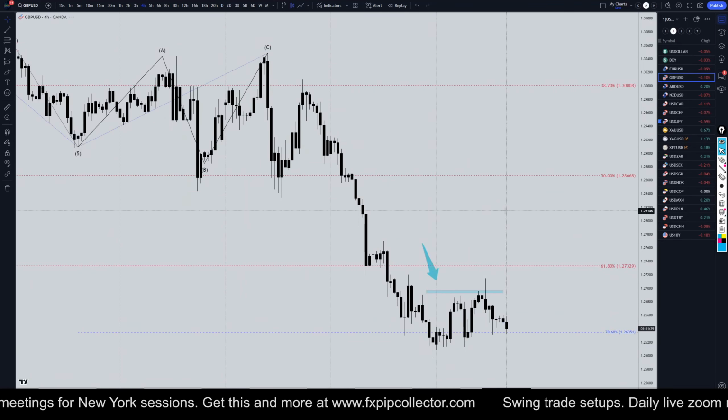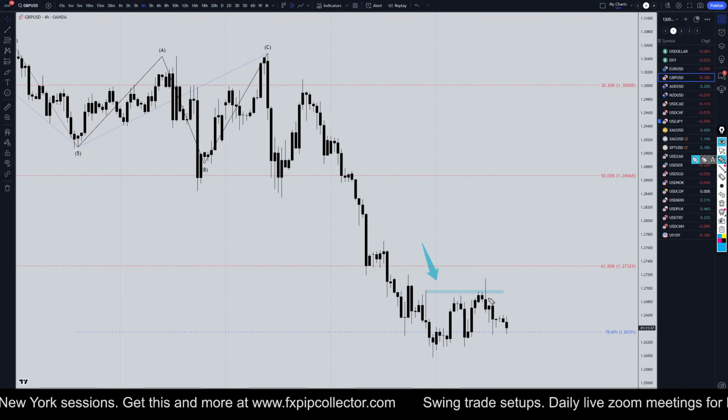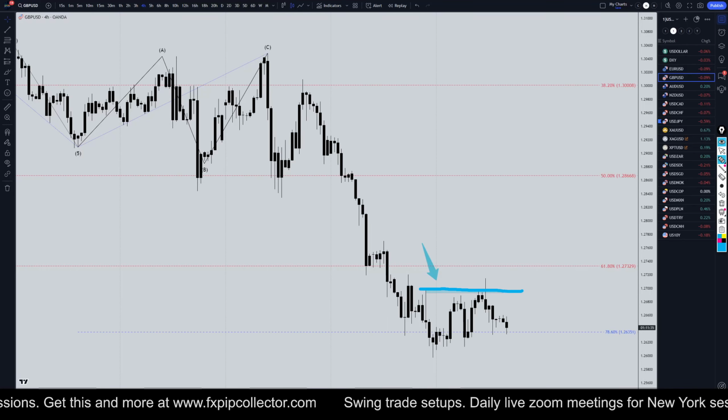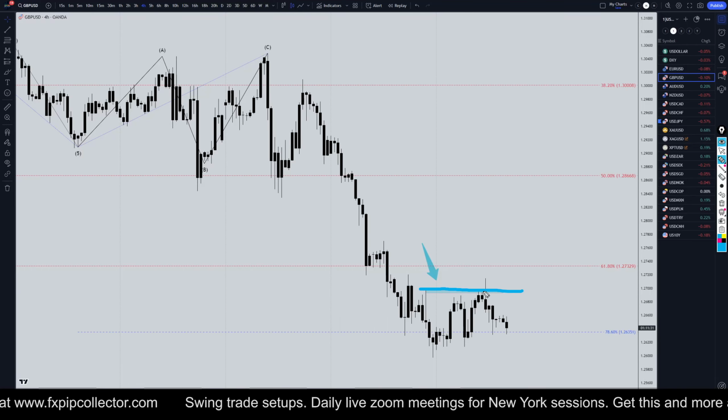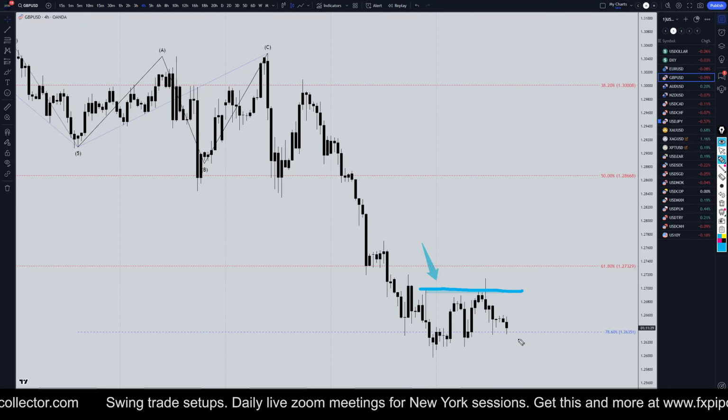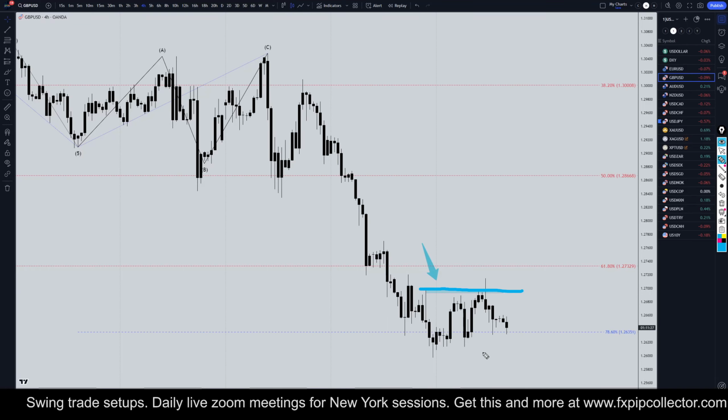Going down to the 4 hour time frame. So 4 hour time frame, we had a false breaker structure yesterday. And normally when price breaks and rejects structure like that, it's actually a great opportunity to trade with the trend again. So the trend is definitely still down.